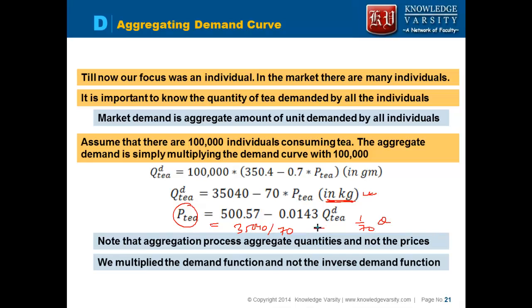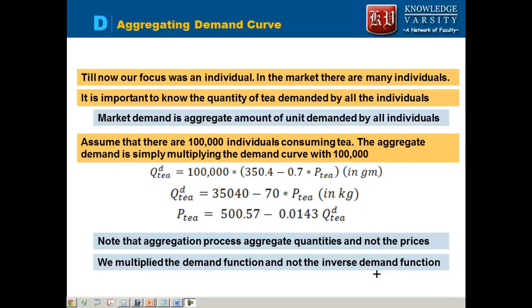So what we say is the aggregation process aggregates the quantity and not the price. So remember, we are aggregating the quantity. So I multiply the quantity with 100,000. Don't work with the inverse function. Always work with the direct function to get the aggregate quantity. So you should multiply the demand function and not the inverse demand function.